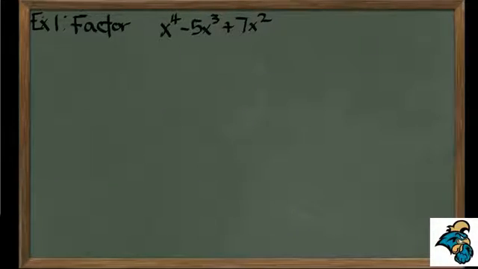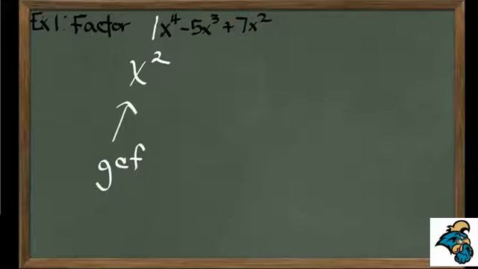Our first example here is for us to factor x to the 4th minus 5x cubed plus 7x squared. Like I said, the first thing you always want to try to do when you're factoring a polynomial is to look for a greatest common factor. Well, I first look at the coefficients. The leading coefficient here is a 1. Then I have a coefficient of -5 and a 7. Well, they have nothing in common, but I do notice that they all have x's. In fact, they all have an x squared term. That is my greatest common factor.